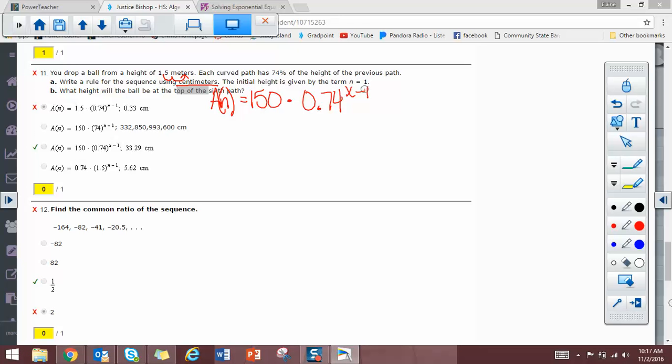So you can see that that is the third equation here, and it looks like on yours you just forgot that because it went from meters to centimeters, you do need to move your decimal and change that. So then if you plug in 6 for x, you should get this answer, 33.29 centimeters. Common ratio on 12, it looks like we're dividing again by 2. Dividing by 2 is the same as multiplying by a half.